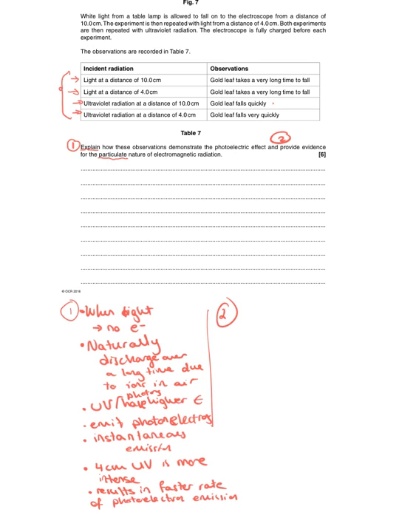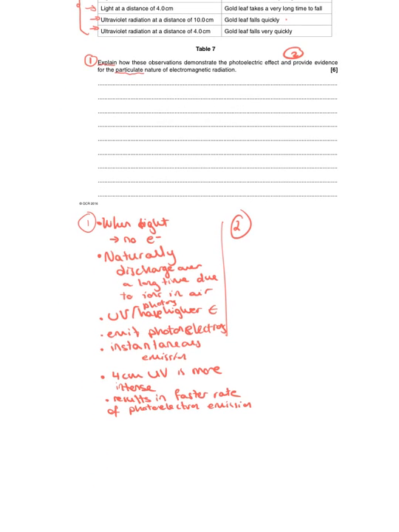So this means that UV photons that have higher energy emit photoelectrons at an instant. When it's closer, the UV is more intense. This results in more photoelectrons being emitted because you have more photons with enough energy to remove them. And there is no effect of changing the intensity. So the distance in this case is linked to intensity.